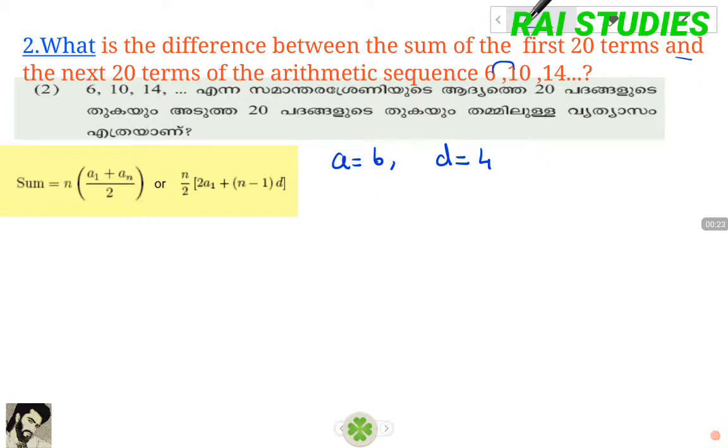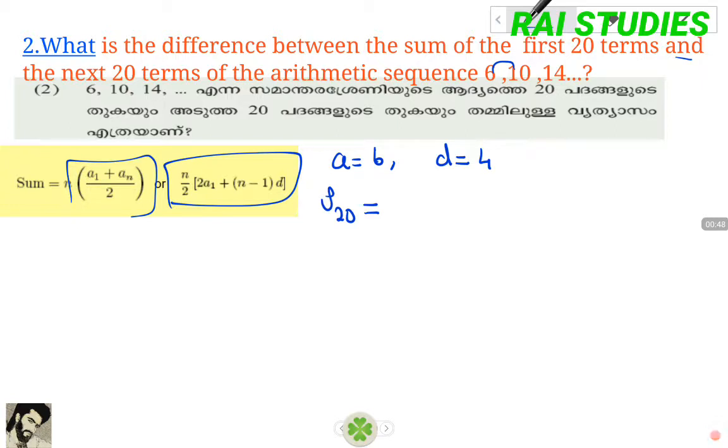The question is this: we need to first compute the sum of 20 terms of the sequence, isn't it? So let's find out the sum of these 20 terms. That's equal to n by 2. This is the equation we studied. If the last term is given, you can easily apply this equation, the first one. If the last term is not given, you can apply this one.